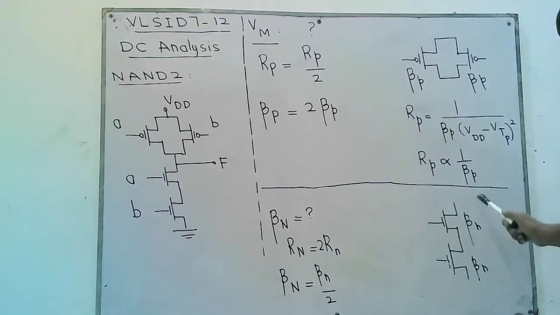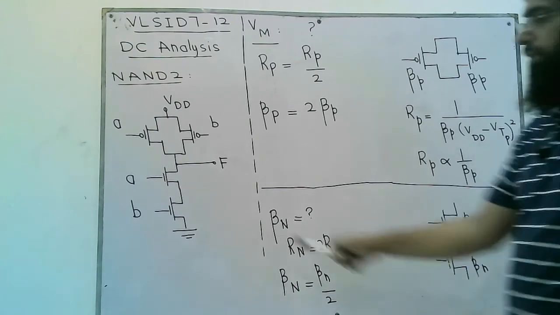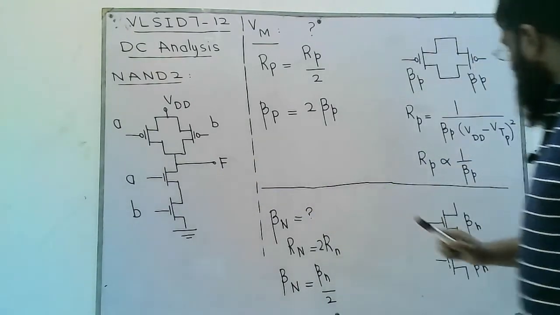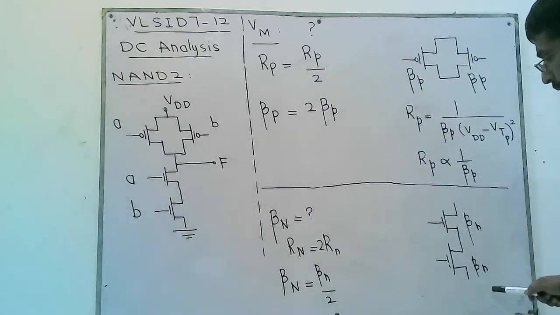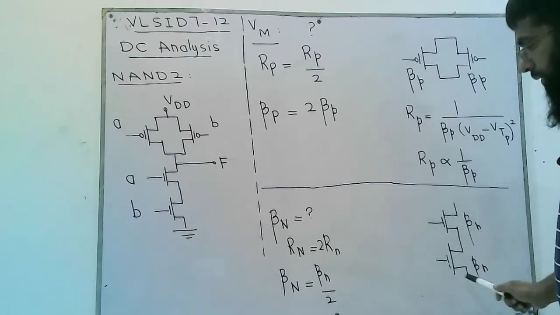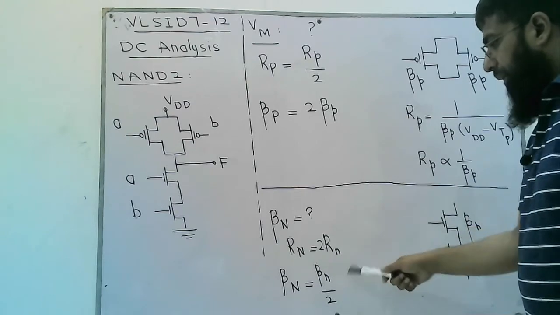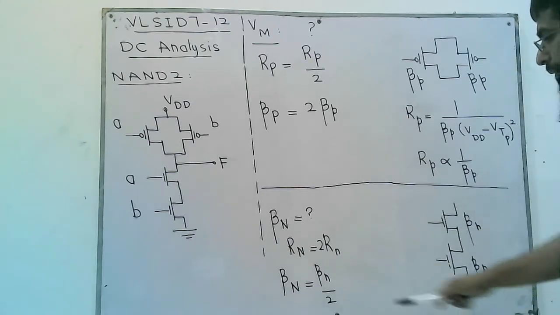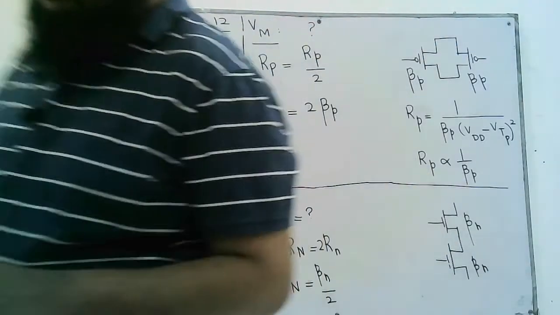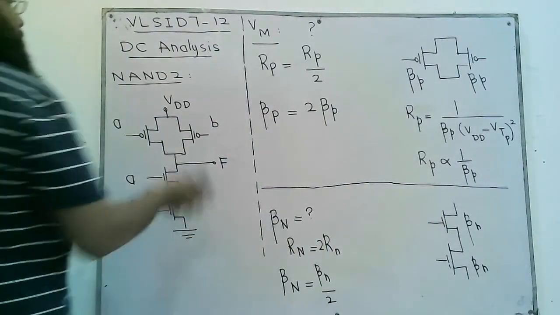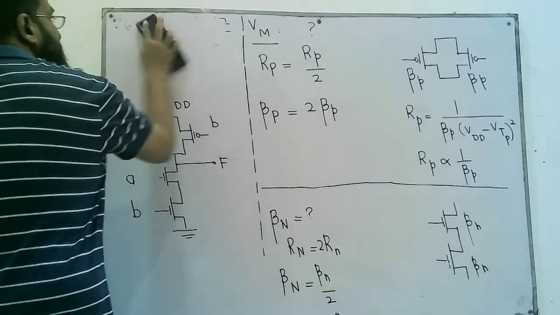We can perform a similar analysis for the two series connected NMOS transistors. The individual beta is beta n for each transistor, and they're connected in series. This means the resistance would be double: Rn is equal to 2 times the individual resistance. This means beta n is turned to half, because beta is inversely proportional to resistance.